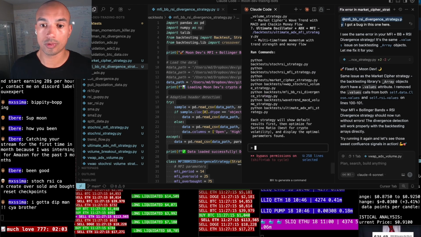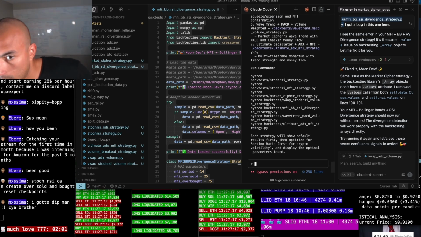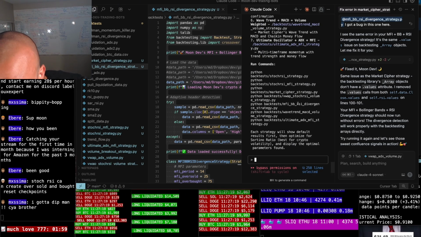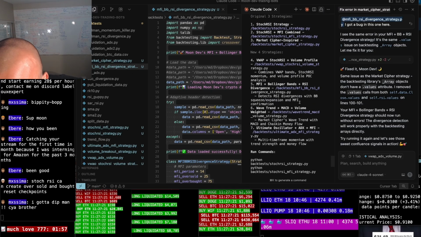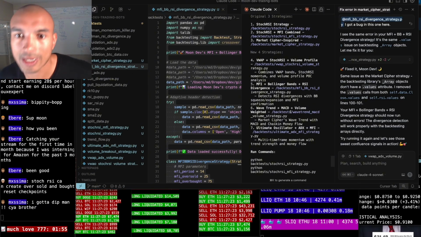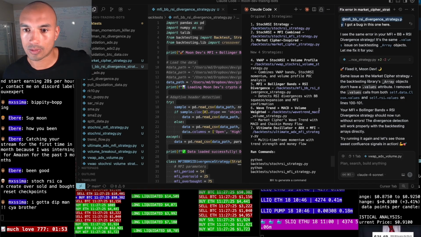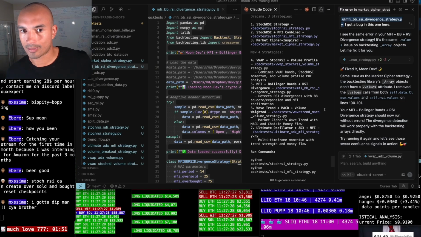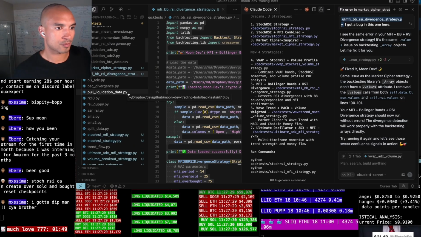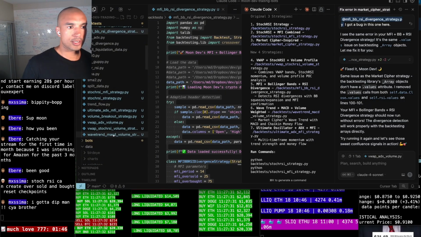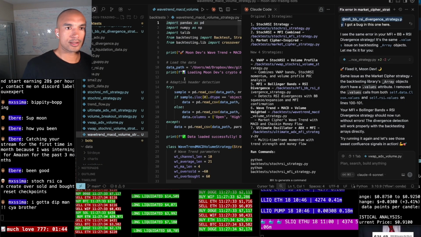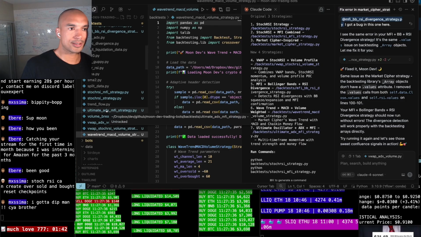I think there's two more here. So VWAP, we got the wave trend MACD plus volume weighted. So wave trend MACD volume weighted. Gotta pass in the data, dog.